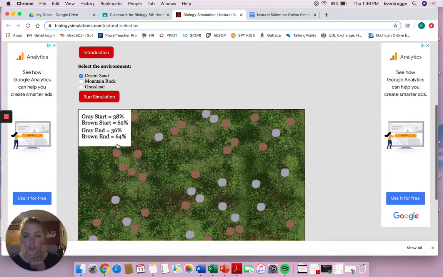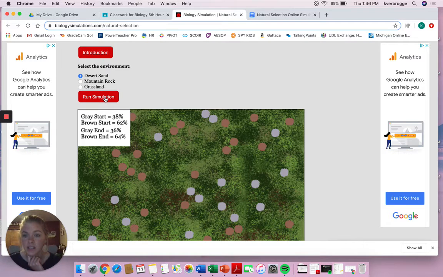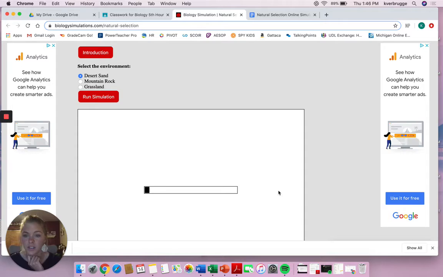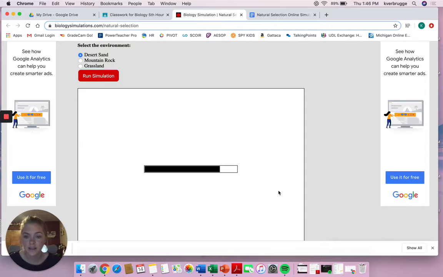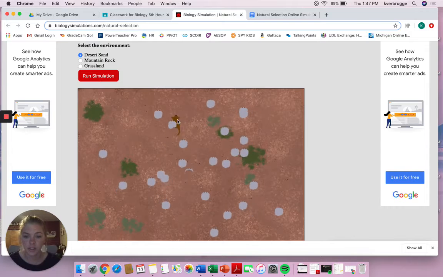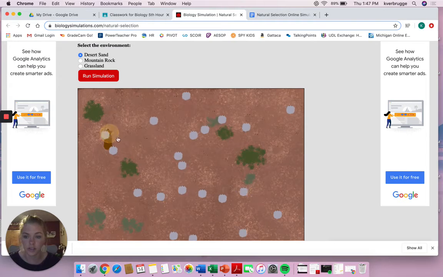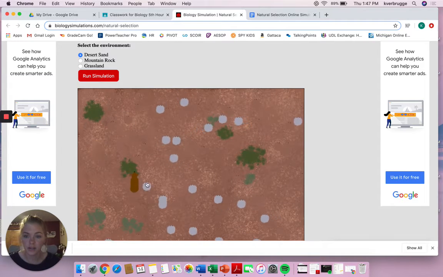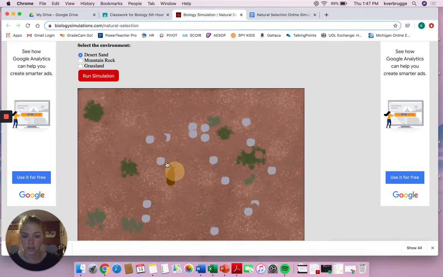So as you can see, when you start the simulation, you just click Run Simulation. In the introduction, it tells you what you're going to be doing. You're going to be acting as the prey, eating the little animals. So we're going to run the simulation. Once it loads, it'll start right away. So as you can see, I am this fox. Your job is just to click around as fast as you can and eat as many of these little critters as possible. And I think it lasts about 30 seconds.